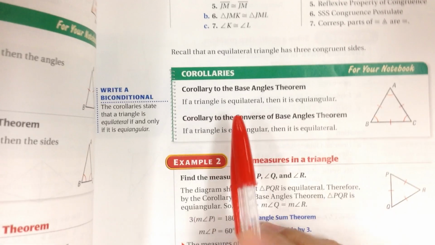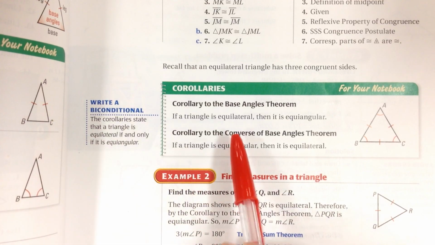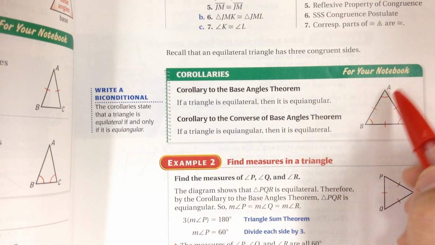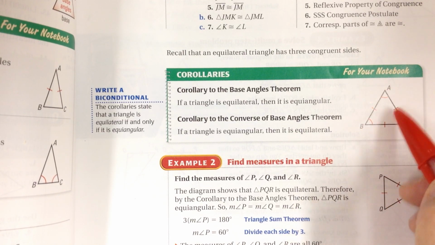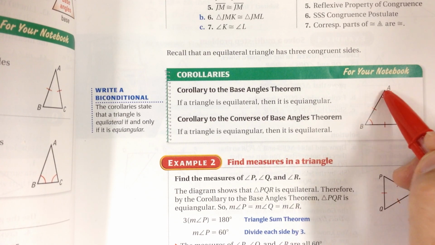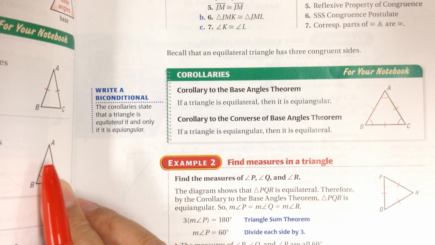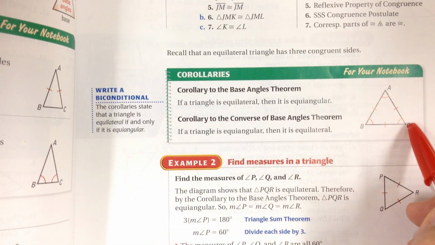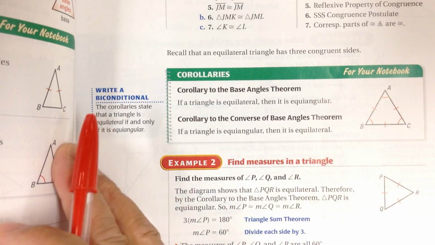Okay, so the corollary is additional facts. Okay, so if a triangle is equilateral, then it's equiangular. Okay, so equilateral means all three sides are congruent. So if all three sides are congruent, then all three angles will be congruent because, again, the angles facing congruent sides are congruent. So since all three sides are congruent, all the angles facing them will be congruent. And the converse is also true. If a triangle is equiangular, then it's also equilateral. Again, if all three angles are congruent, then all three sides will be congruent.